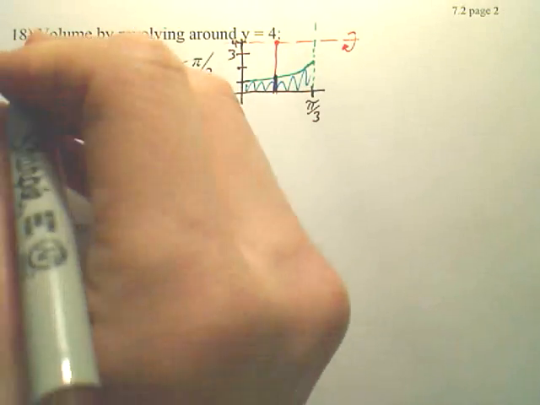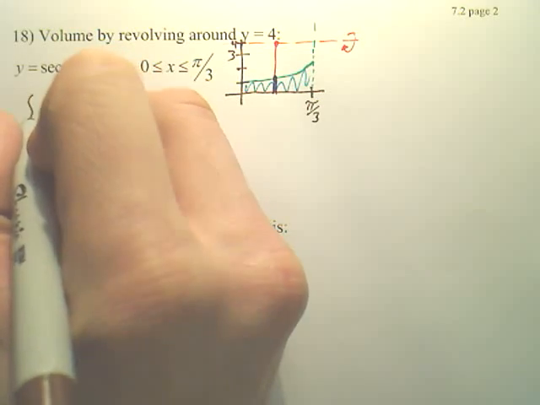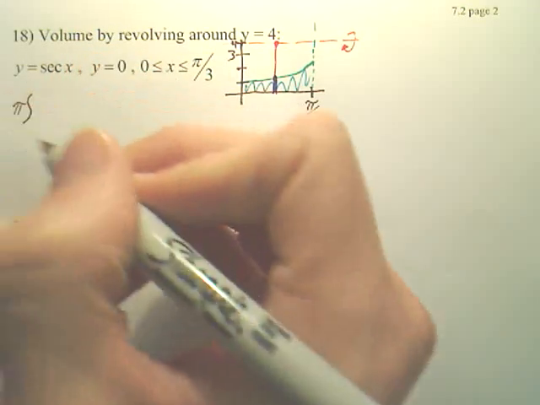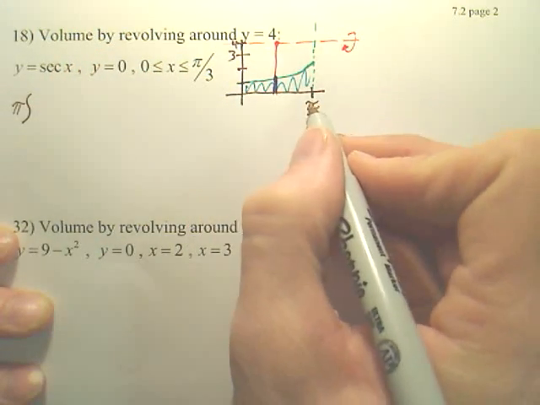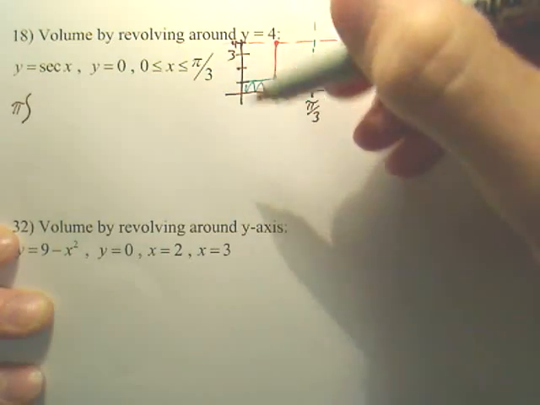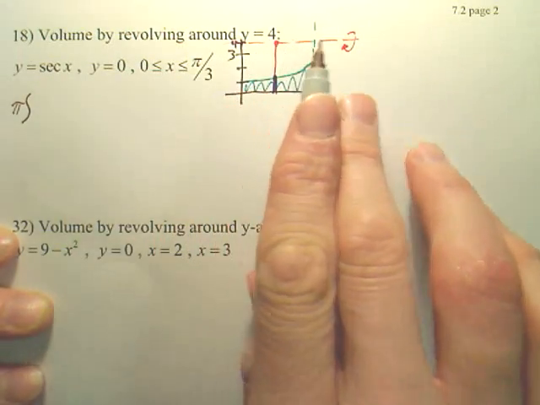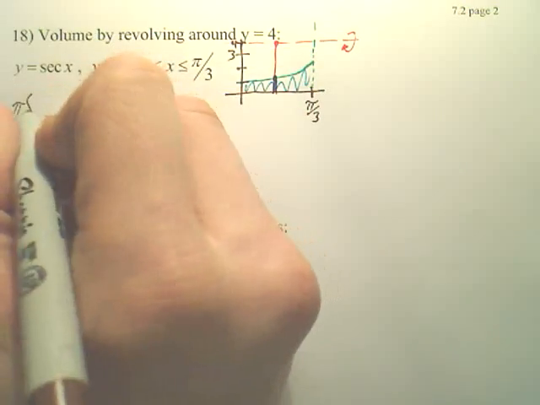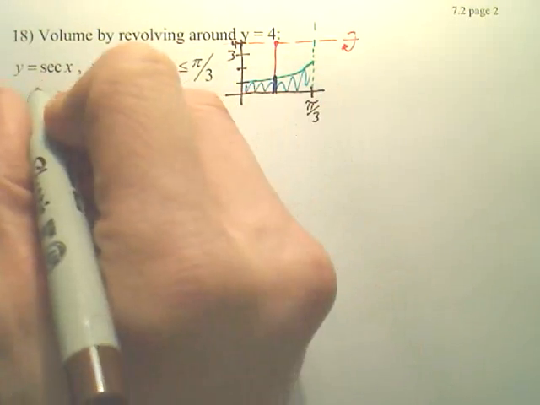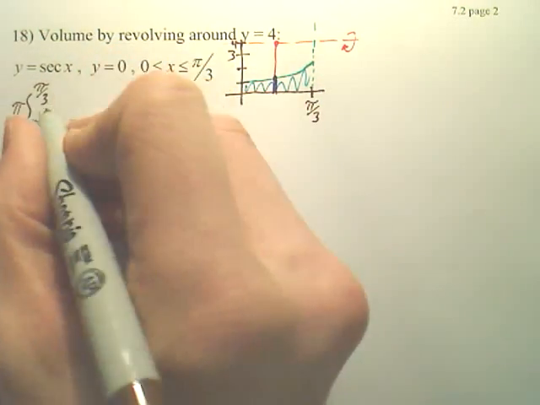Now, if we set this up, it's going to be the integral. Pi is out front. The interval is from 0 to pi over 3, because when we revolve it this way, our line segments go this direction. So we're integrating in dx, from 0 to pi over 3.